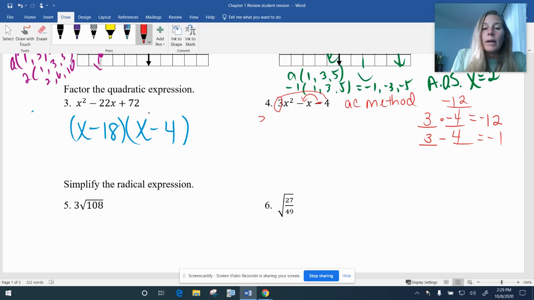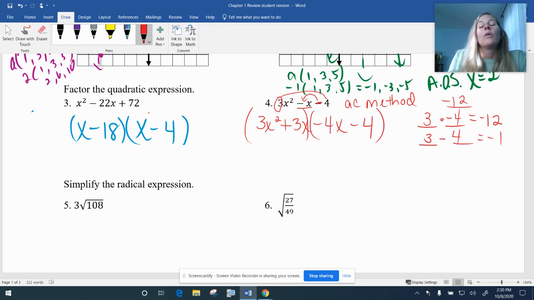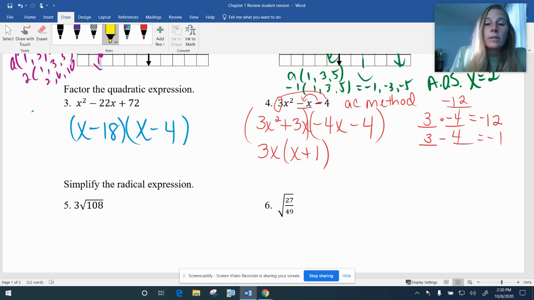So then we would rewrite this 3x squared, that middle term broken down into two separate x's with the two coefficients that we came up with over here. So you have positive 3x and minus 4x and minus 4. Then you're now factoring by grouping. When you group the first two terms, you're going to take out your GCF, which is 3x, and you're left with x plus 1.